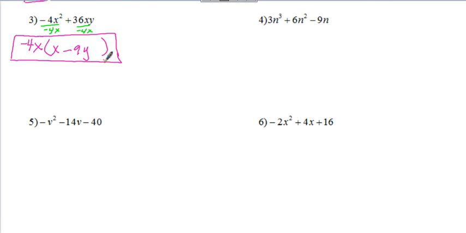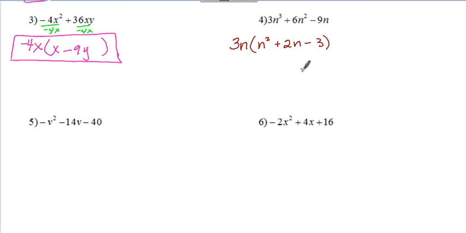Now let's combine those two skills in number 4. Let's check and see if we have a greatest common factor that can be taken out. Is there something common to all three of these? You should at least see that there's a 3 common to all of them, but you should also see that there is an n, as in Nancy. So that is the greatest common factor to all three of these. If you were to divide 3n into each of these, you would see that you leave behind n squared plus 2n minus 3.